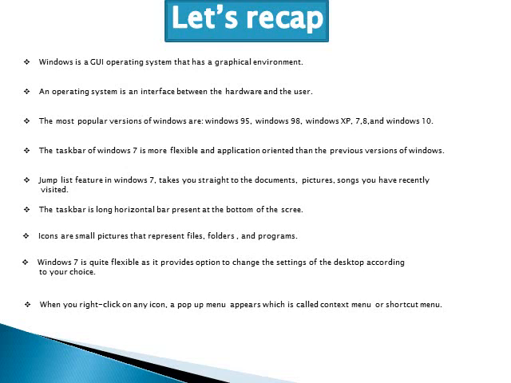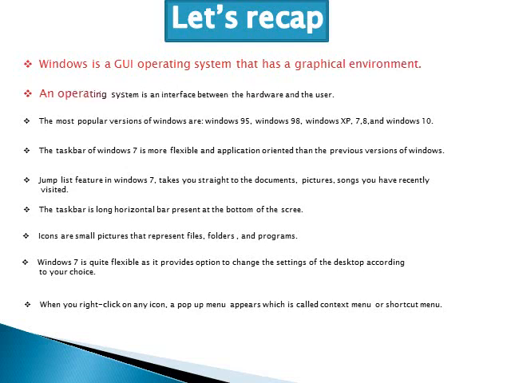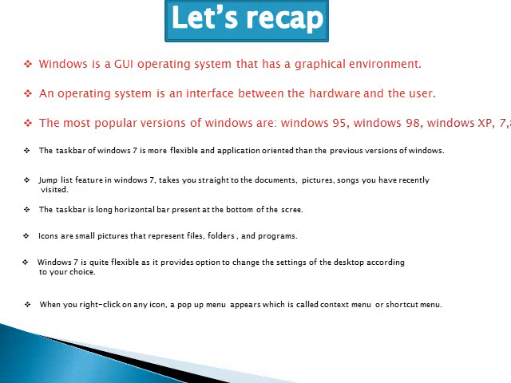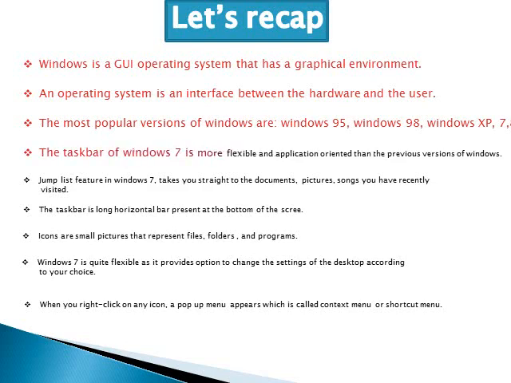Let us recap. Windows is a GUI operating system that has a graphical environment. An operating system is an interface between the hardware and the user. The most popular versions of Windows are Windows 95, Windows 98, Windows XP, 7, 8 and Windows 10. The taskbar of Windows 7 is more flexible and application-oriented than the previous versions of Windows.